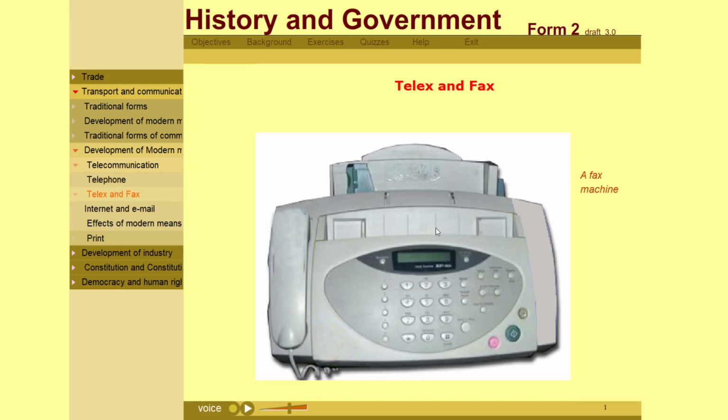Telex and fax are modern means of communication that transmit coded electrical signals.